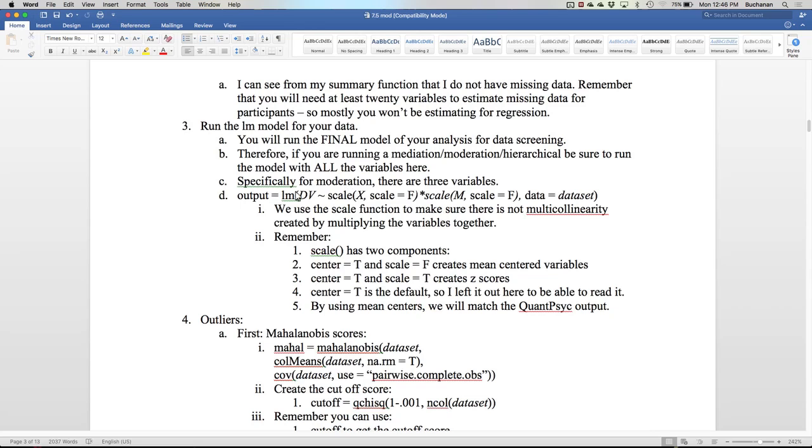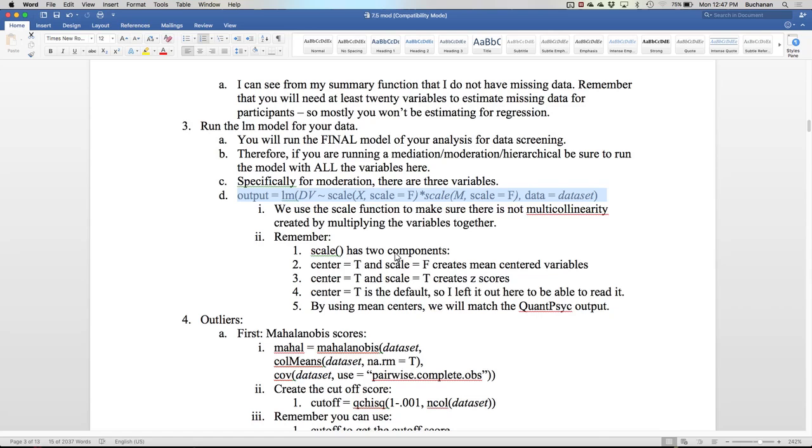So what you want to do, and this is where I'm at. So a lot of this is cut and paste, right? But this is one of the new pieces. So we use the scale function. It creates z-scores. So dv is scale x, where scale is false. I know that looks really funny. We've talked about this once before, so here's a reminder.